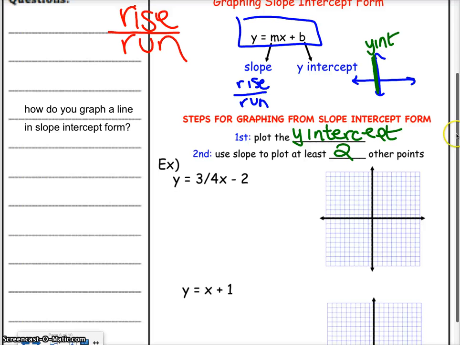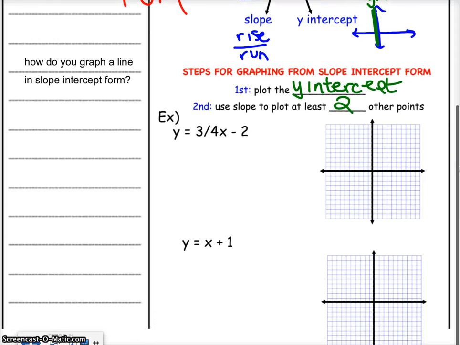So for example, if I wanted to graph y equals 3/4 x minus 2. My y-intercept is -2. Do you agree with that? Yes. So I'm making a dot at -2. My slope is 3/4. Now I'm trying to remember what slope means. It means rise over run. It means I'm going to go up 3, over 4. That's what I'm going to do. Now watch me do it.